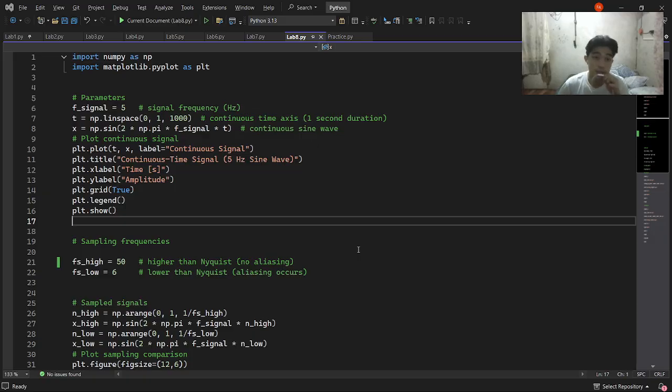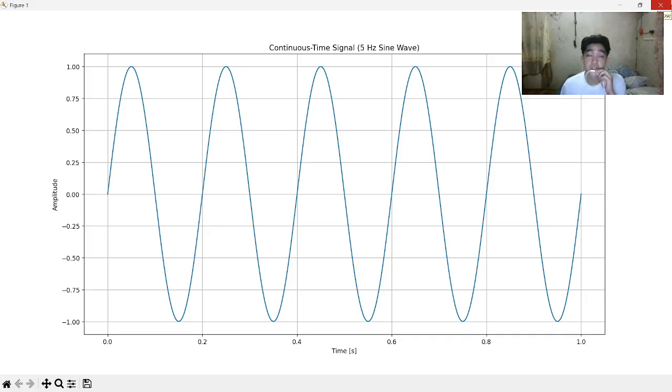So this is the source code for laboratory activity number 8. The first thing that we always need to do is to import the necessary libraries. Here we use NumPy and Matplotlib. First, we create a continuous time signal, a 5 Hz sine wave. So this is the continuous time signal of the 5 Hz sine wave.